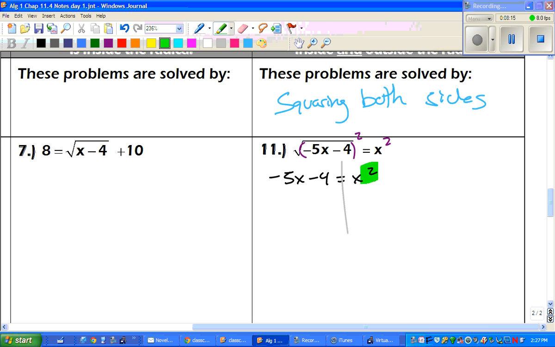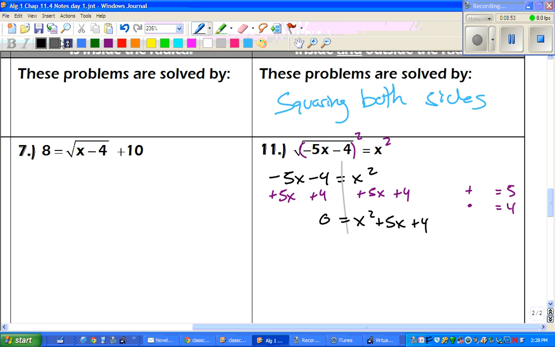The x squared is going to be our leading coefficient, so we want to move everything from the other side. And then we get 0 equals x squared plus 5x plus 4. We look to see if there's a GCF, which there's not, so now we need to factor. I need numbers that add up to 5 and multiply to get 4, which is 1 and 4.